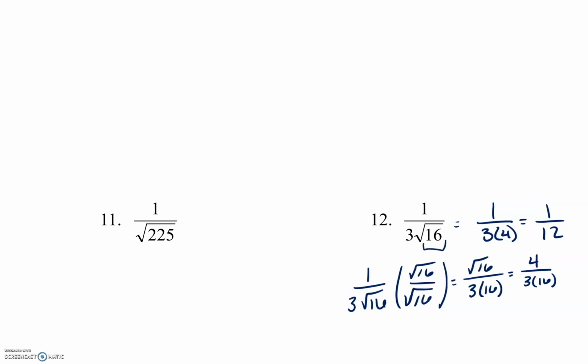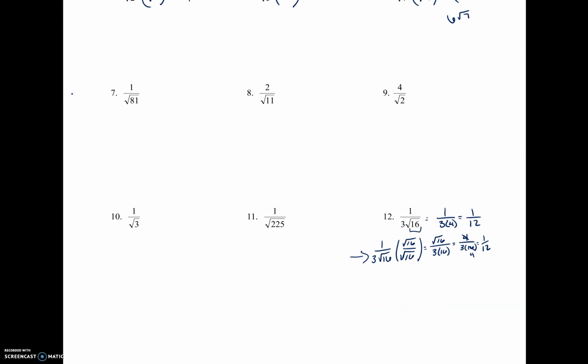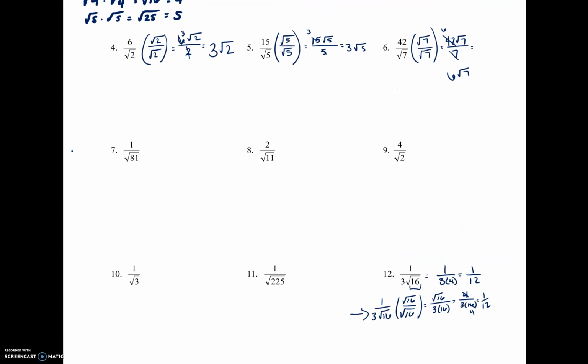Well, now this can simplify. 4 goes into 16 4 times. And you get 1 over. So we still get the same answer, but that took way longer. So always double check to make sure you can't simplify the radical ahead of time. That was my bad.